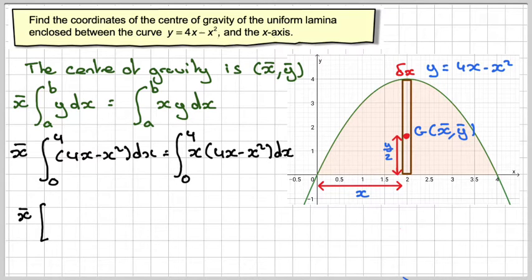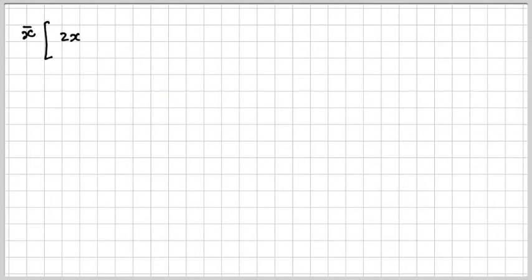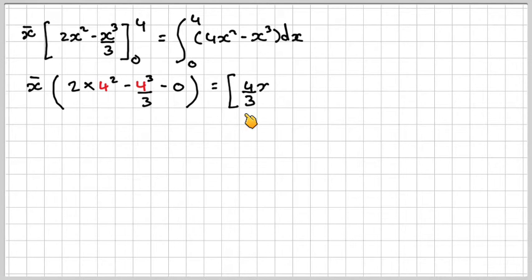This integral we can work out. Integrating 4x gives me 2x squared, minus x cubed over 3, from 0 to 4. Multiplying out the bracket before we integrate, the integral from 0 to 4 of 4x squared minus x cubed dx. Let me just write that out again. If we substitute 4 in, you get 2 times 4 squared minus 4 cubed over 3, minus 0, is equal to 4 over 3 x cubed minus x to the 4th over 4, from 0 to 4.